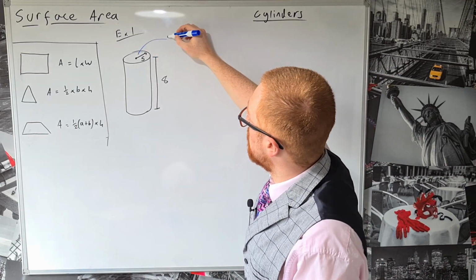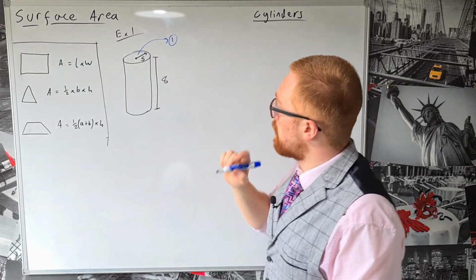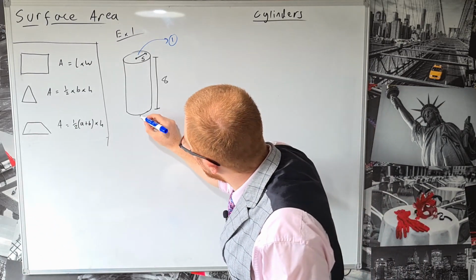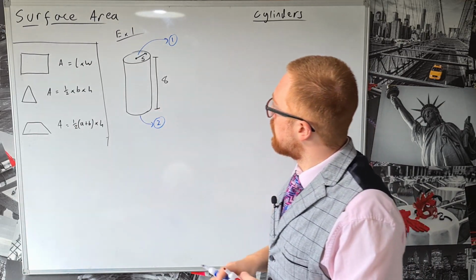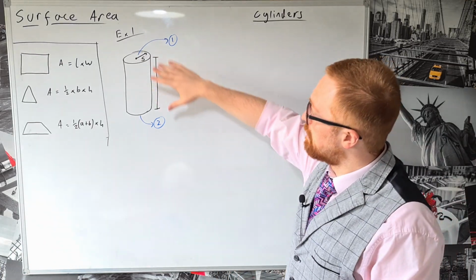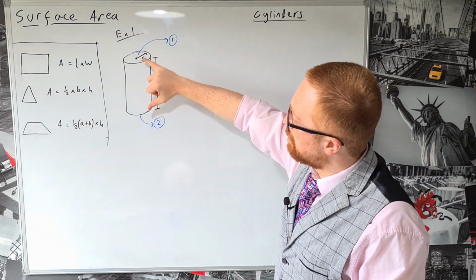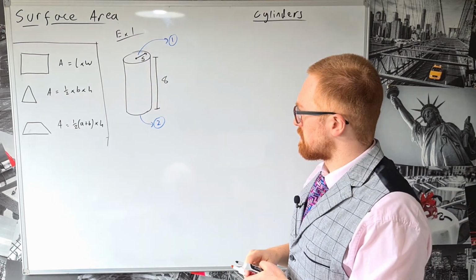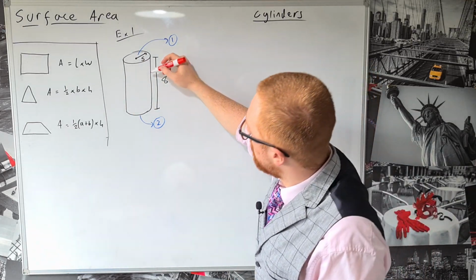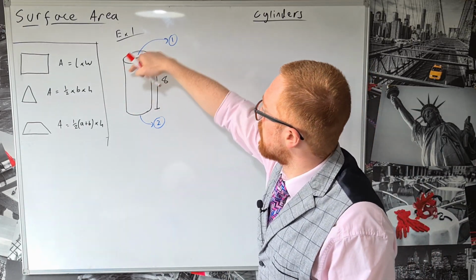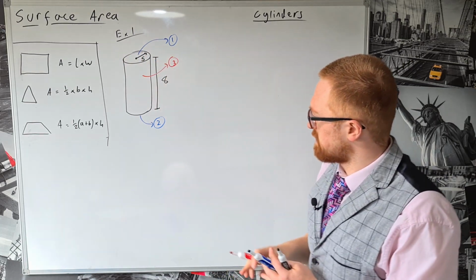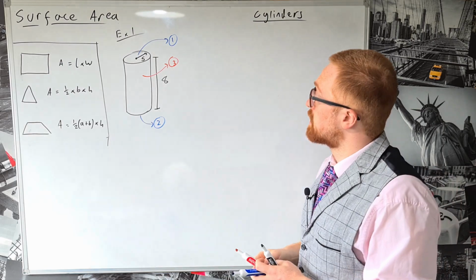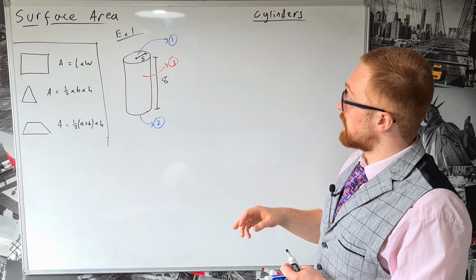Well, we've got this circular face on top, we'll call that 1. We've also got a circular face on the bottom and we'll call that 2. And again, these two make a pair because they're both the same shape. And then finally, we've got this curved surface that goes all the way around the cylinder, and we'll call that 3.